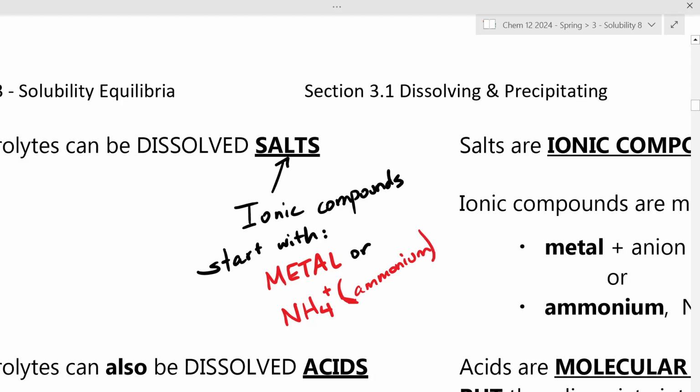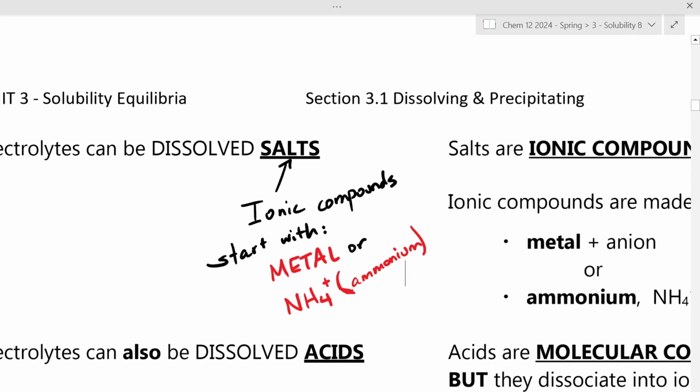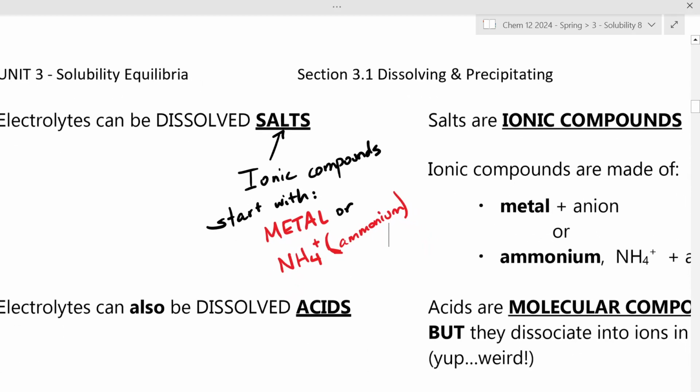So if you have a list of compounds and it has a metal at the beginning or it has NH4 at the beginning, you know that it will be an electrolyte. Okay, so you know if something starts with a metal or NH4, it is an electrolyte.